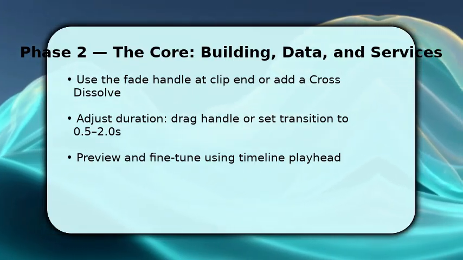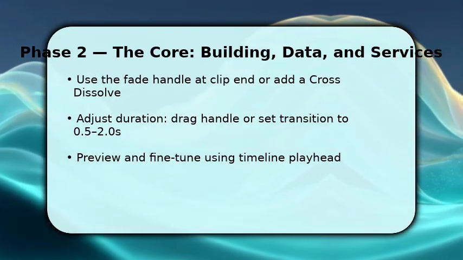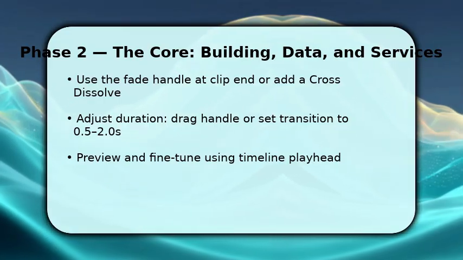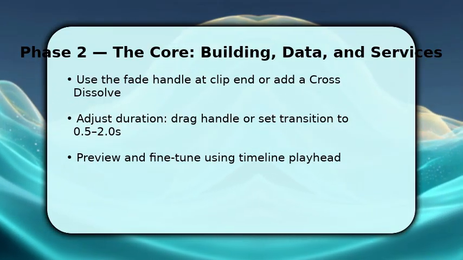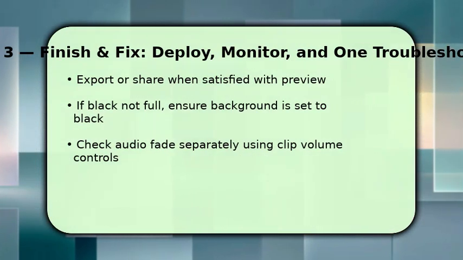Once added, click the transition and set duration. Try 0.5 to 2.0 seconds so it matches your pacing. Make sure to preview with the playhead. Adjust until the visual and audio fade feel natural. Finish up by previewing the full sequence, then export or share when you're happy with the timing.